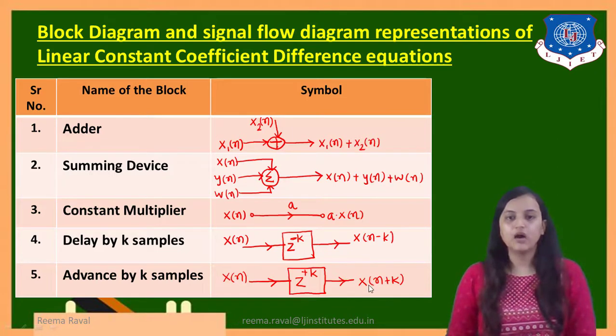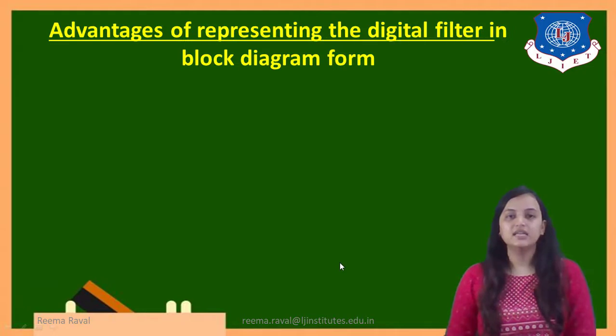So this is how you can get the x of n plus k value. This is the table indicating the block diagram and signal flow diagram representations for linear constant coefficient difference equations. Now let us see the advantages of representing the digital filter in block diagram form. That means why we need to represent any digital filter or any digital system in block diagram form, and what are the advantages for that.